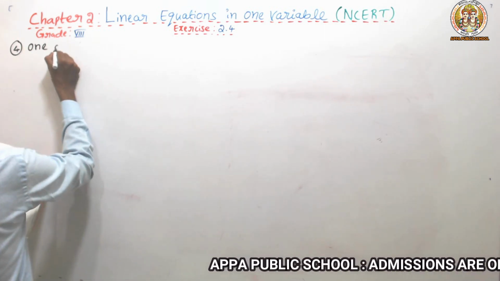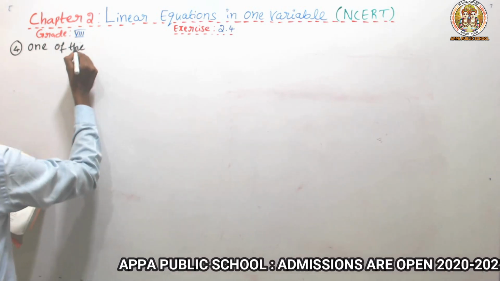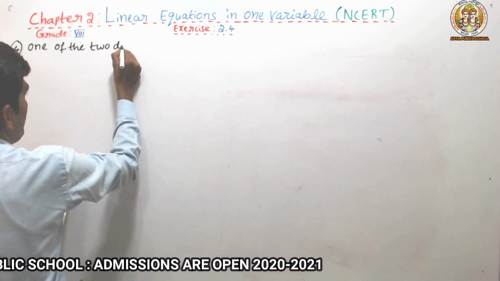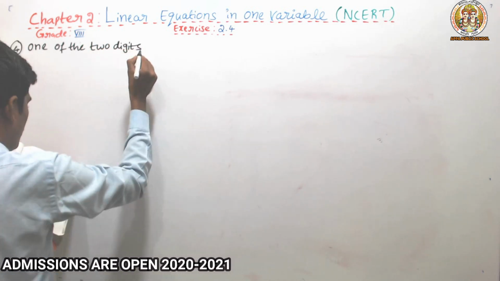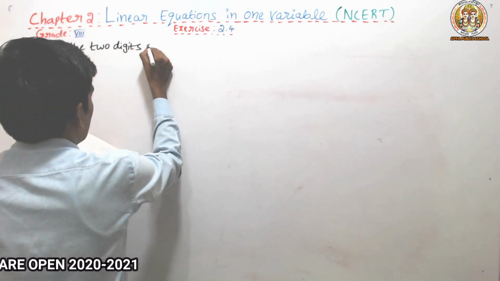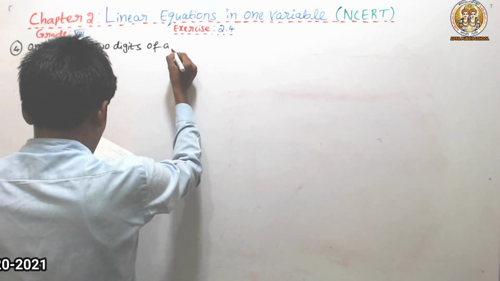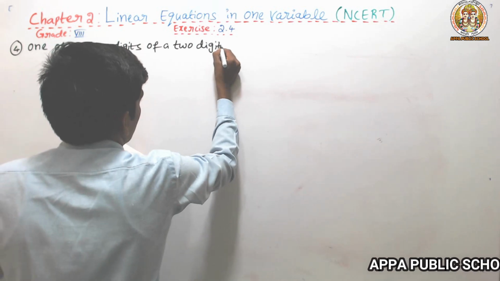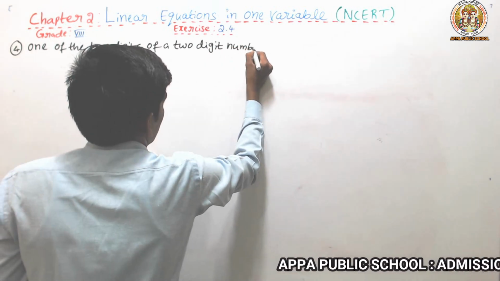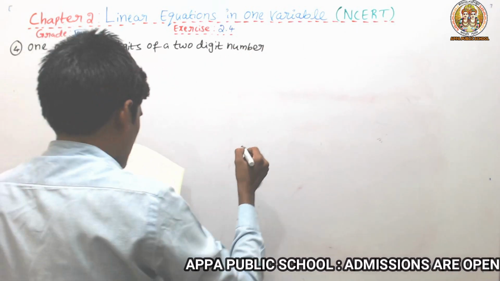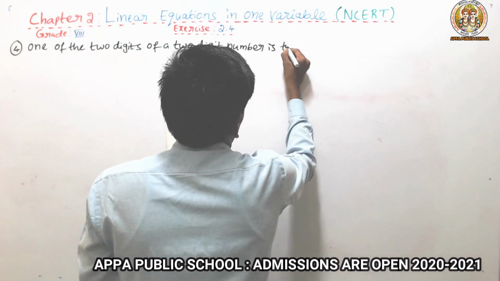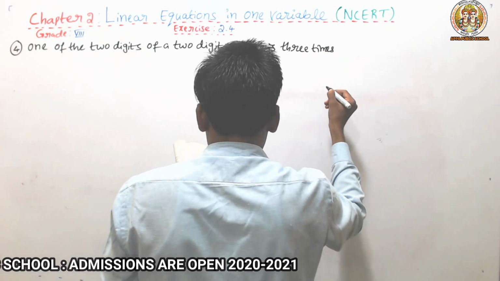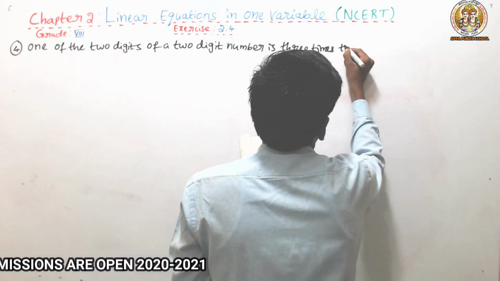One of the 2 digits of a 2-digit number is 3 times the other digit.